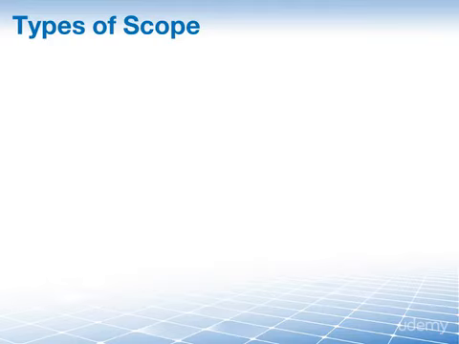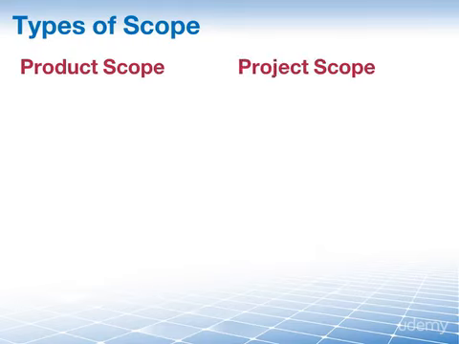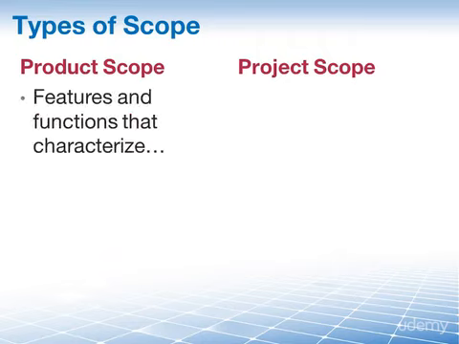In one of our many other lessons, we talked about the difference between the product life cycle and the project life cycle. And here in scope, we have a very similar situation because we have the product scope and we also have the project scope. The product scope is defined as the features and functions that characterize a product, service, or result.